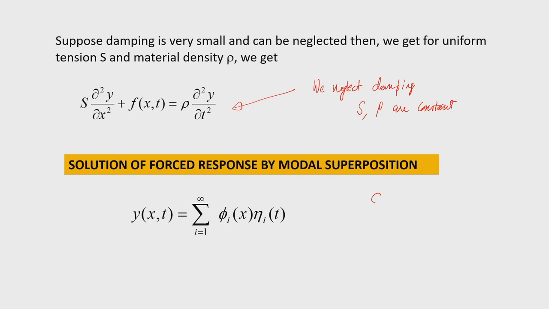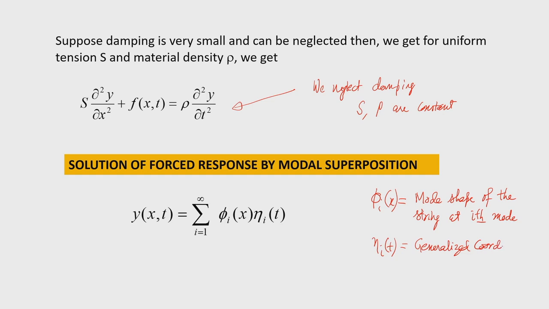Here phi_i(x) is the mode shape of the string or cable, whatever you call, at the ith mode, and eta_i(t) is the generalized coordinate. So ultimately our intention is to convert the partial differential equation into a time dependent equation such that it becomes an ordinary differential equation of second order. Okay.